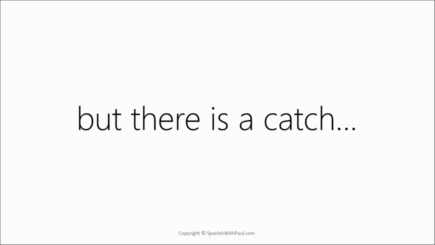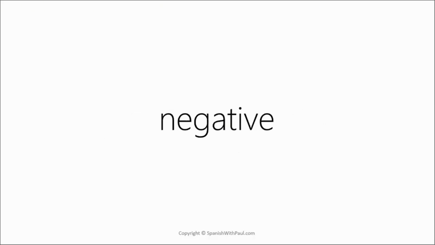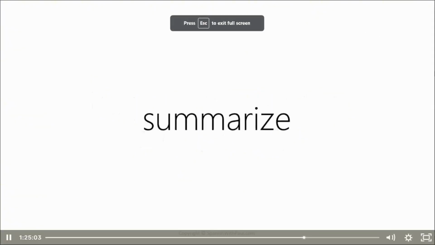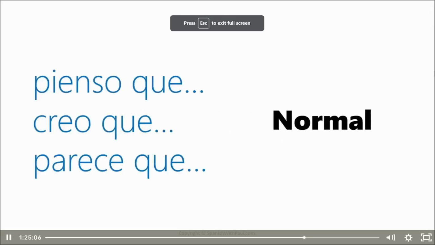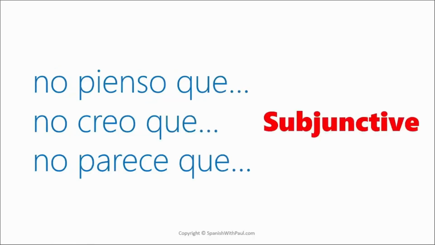But there is a catch. The catch is if you flip them over and you make them negative, meaning I don't think that, I don't believe that, it doesn't seem that, then they do trigger the subjunctive. So to summarize, on the positive side, pienso que, creo que, parece que, the verb that follows will be normal. These are not triggers for the subjunctive. It's only when they get flipped over onto the negative that they trigger the subjunctive. No pienso que, no creo que, no parece que.